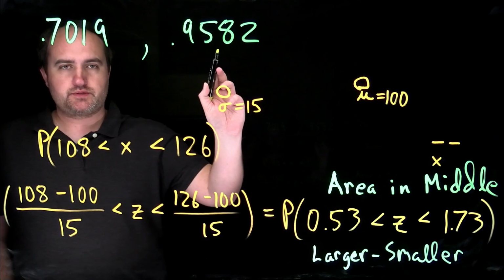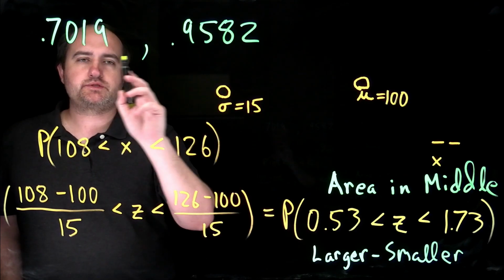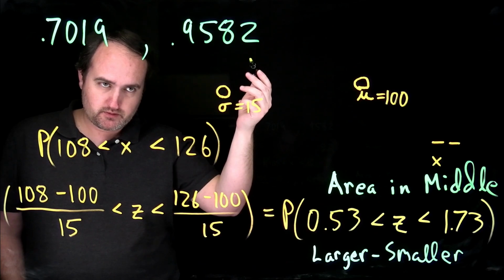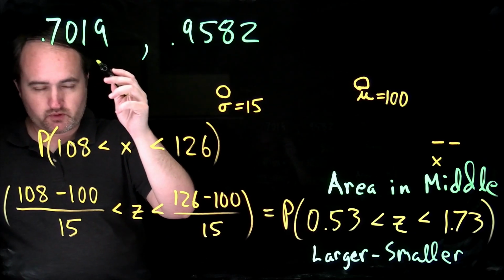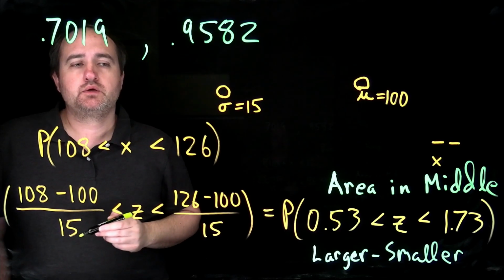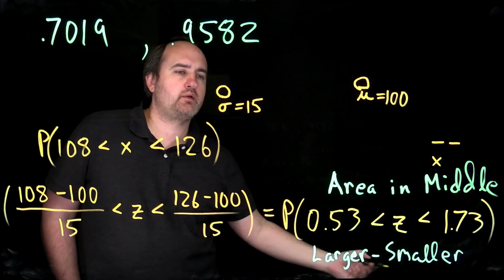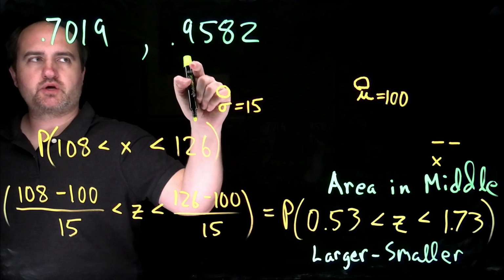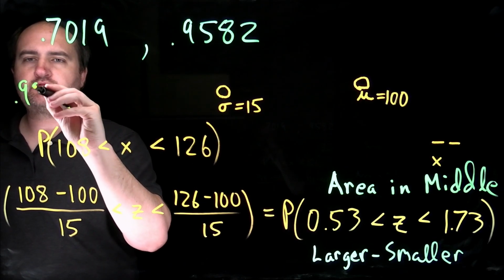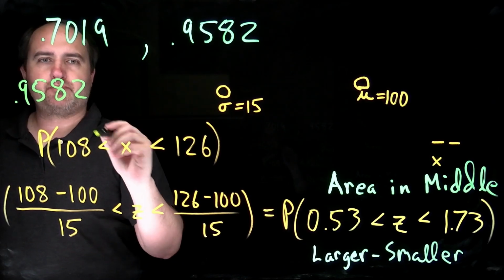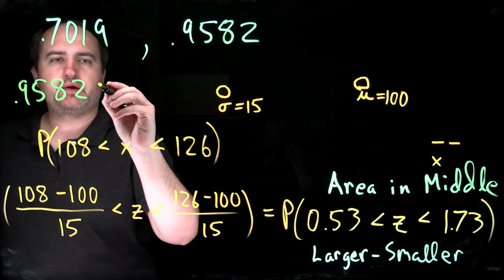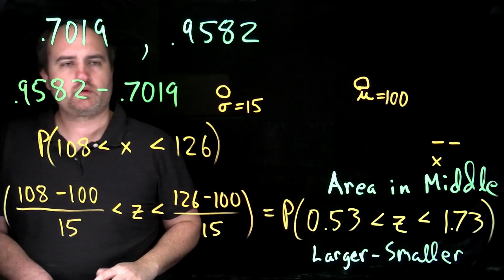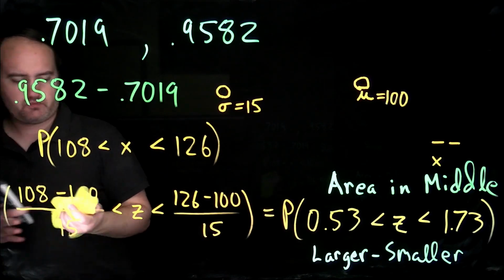these are the two areas. So which of these is the larger area? Obviously, the 0.9582 is the larger, and the 0.7019 is the smaller. So the formula for area in the middle is larger minus smaller. So that's going to be this larger area, which is 0.9582, minus this smaller area, which is 0.7019. Okay.